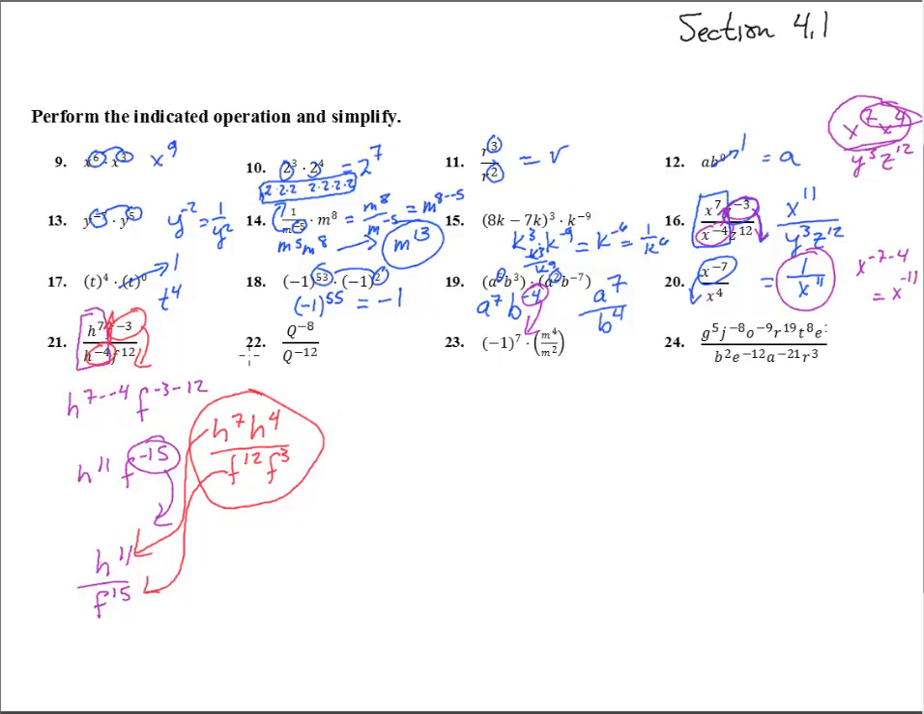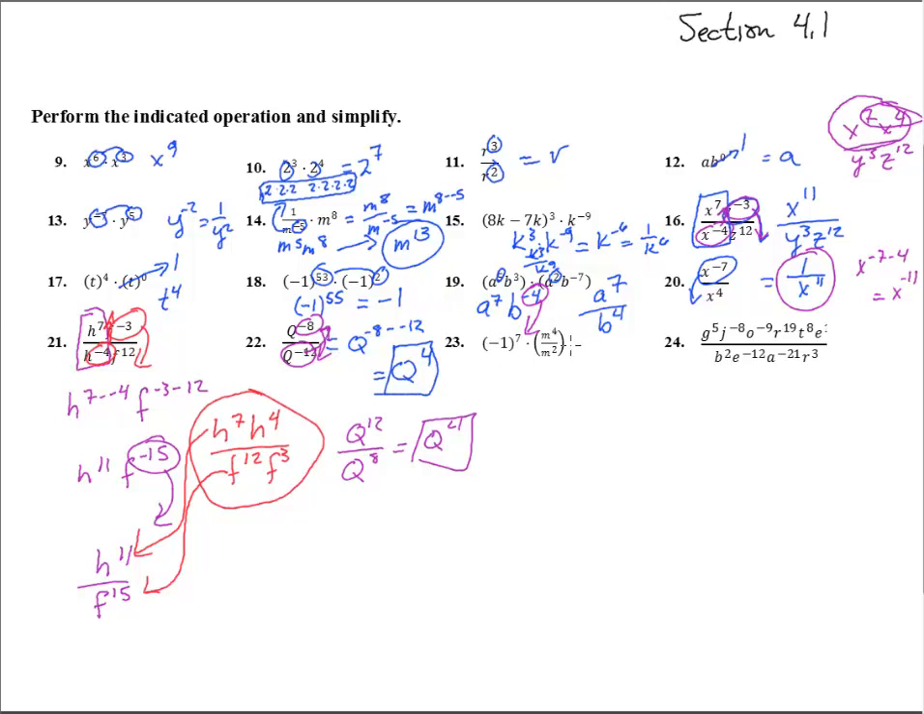Number 22. q to the negative 8 over q to the negative 12. If we just use the subtraction rule, we get q to the negative 8 minus a negative 12. That is q to the positive 4. If you want to view it differently and take care of those negative exponents, that's fine. You can move that down, you move that up, and you get q to the 12th over q to the 8th. Now, using the subtraction rule, you get q to the 4th. And notice we get the same thing no matter what.